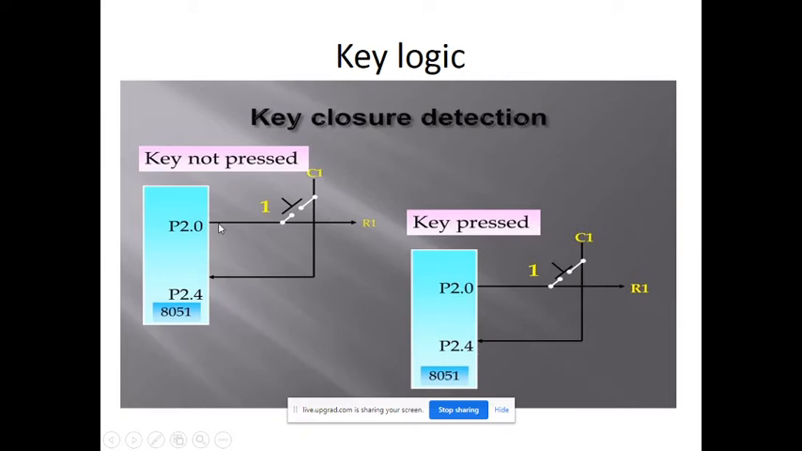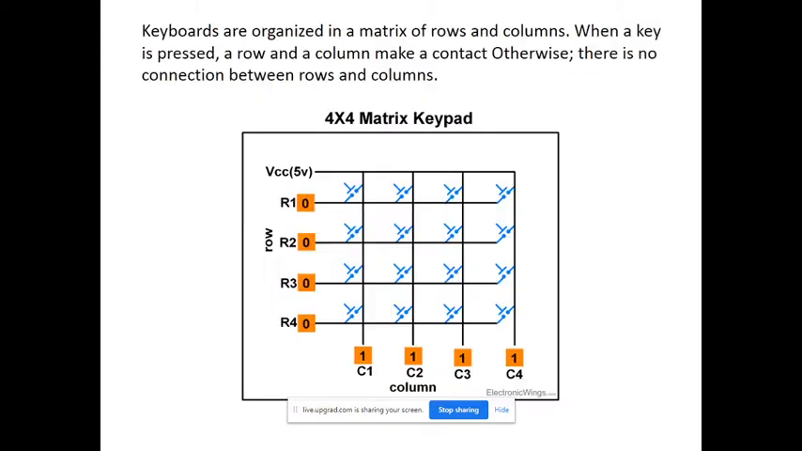Initially when the key is not pressed, they are isolated from each other. When you press the key, the row and column get short circuited. Whatever the status of the row, it is passed to the column side. Now physically the 4x4 matrix looks like this, with 4 rows and 4 columns, and 16 keys placed here from 0 to F.